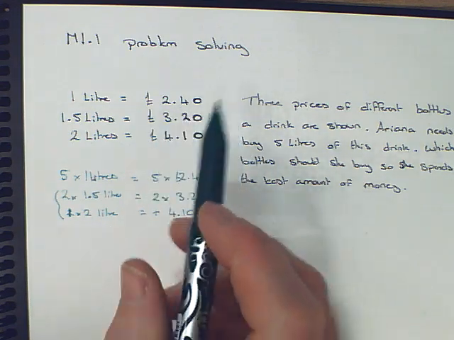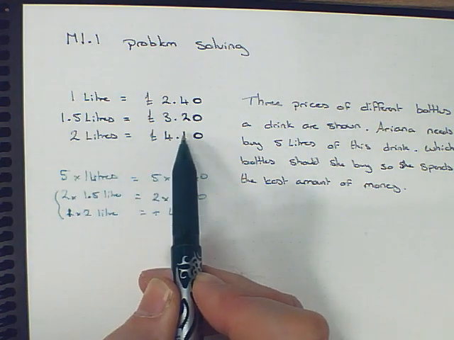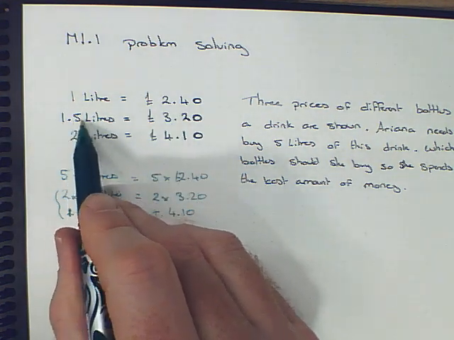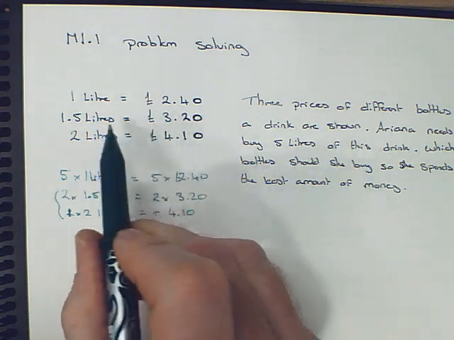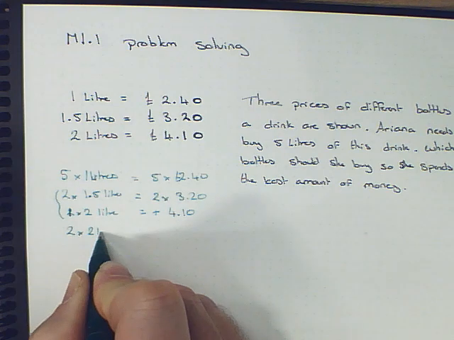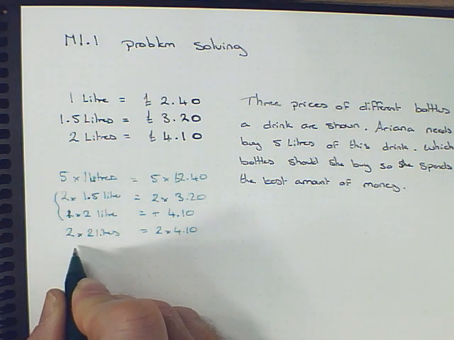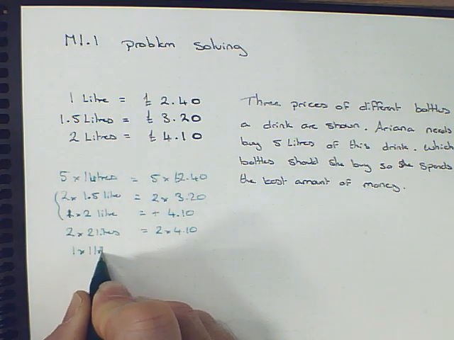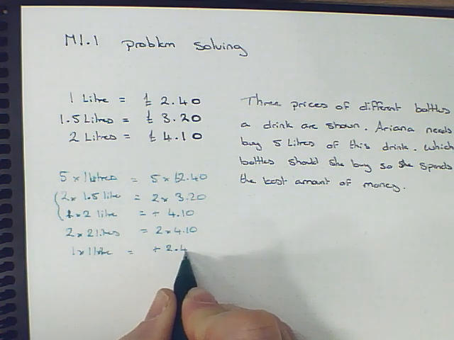And then the third way of thinking about it might be to buy 2 of the 2-litre bottles and then 1 of the 1-litre bottles. But if we buy 2 of the 2 litres, we're already at £8.20, and 2 multiplied by £3.20 is £6.40. So I'd argue it's probably not going to be the best value, but we can explore it anyway. So we would do 2 multiplied by £4.10, and then 1 times the 1 litre, which is adding another £2.40.